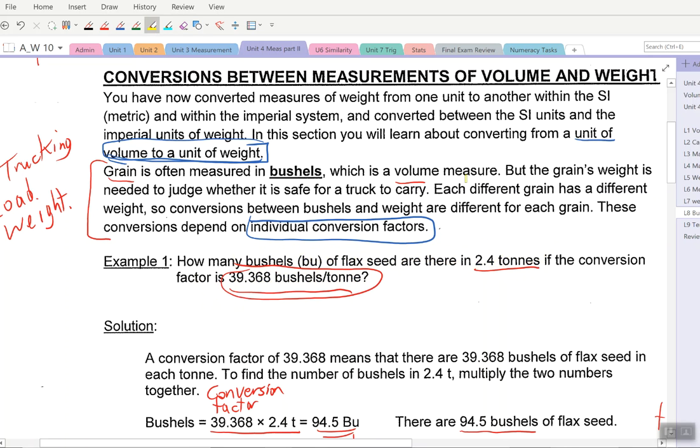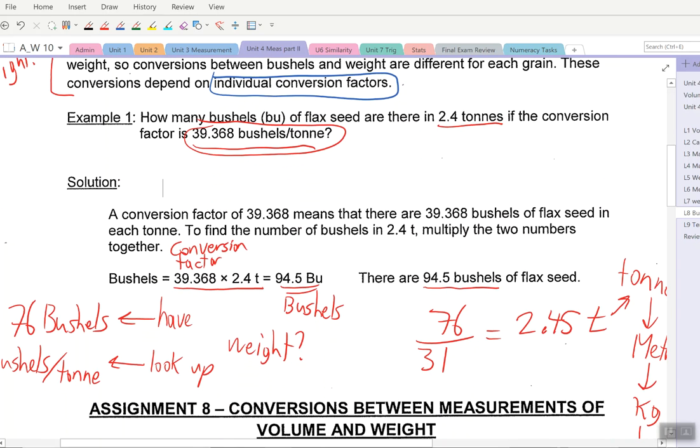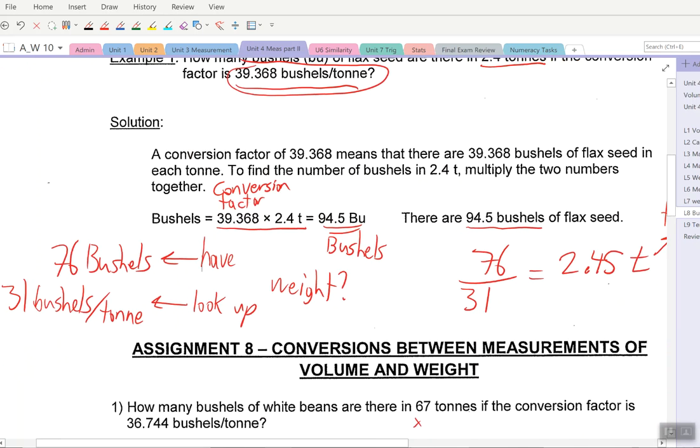Okay, and so what you're going to do is take your conversion factor and multiply by 2.4 tons, and that'll be how many bushels are in 2.4 tons. Now, you can do this on Google.